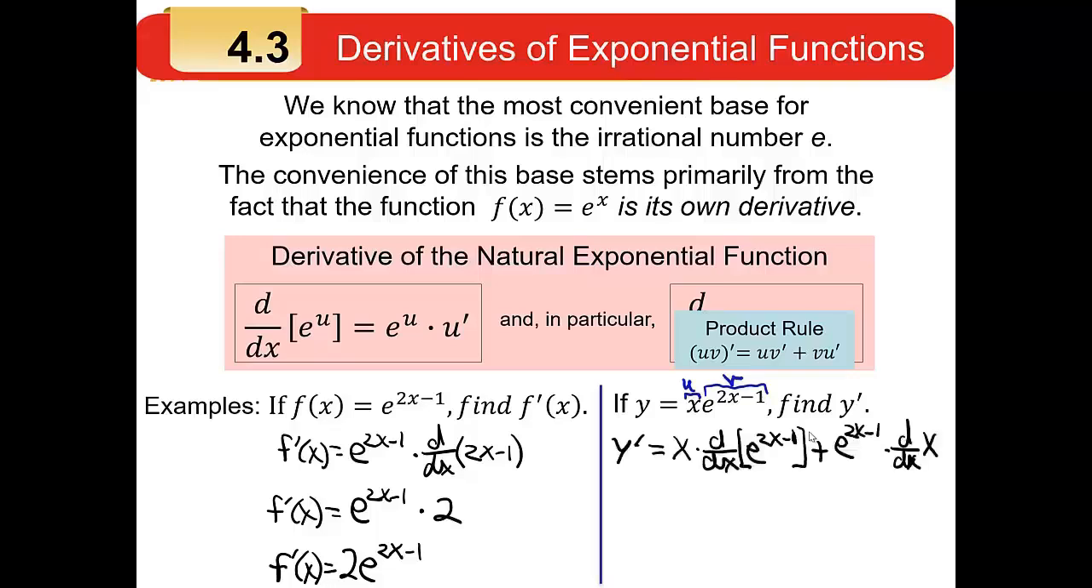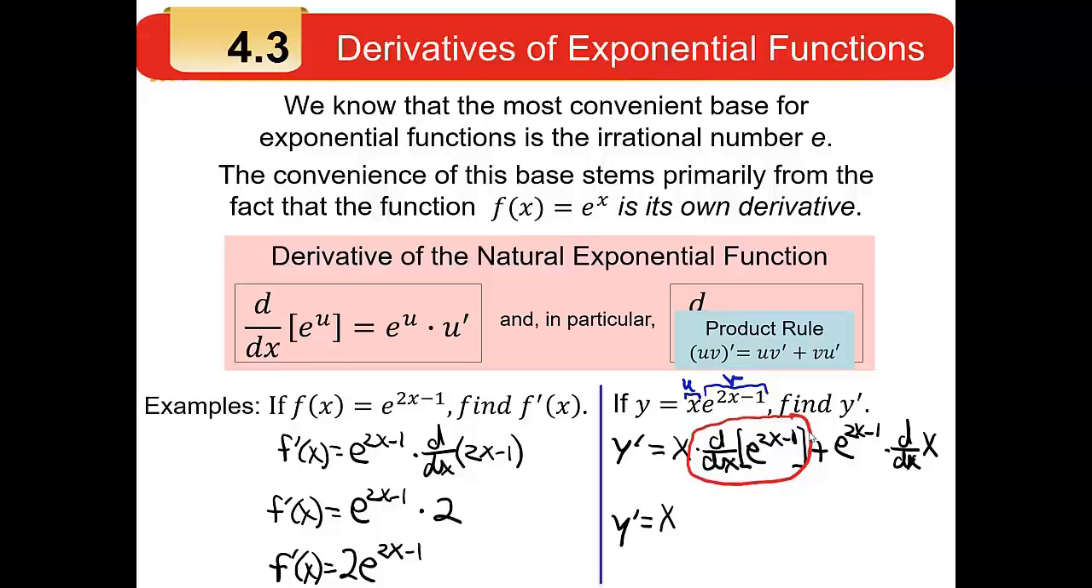The product rule says you take u, which is x, times the derivative of v, which would be the derivative of e to the 2x minus 1, plus, then you reverse it, take v, which is e to the 2x minus 1, multiplied by the derivative of u, which would be the derivative of x. Going back now, you can see as you start, you've got x times the derivative of e to the 2x minus 1.